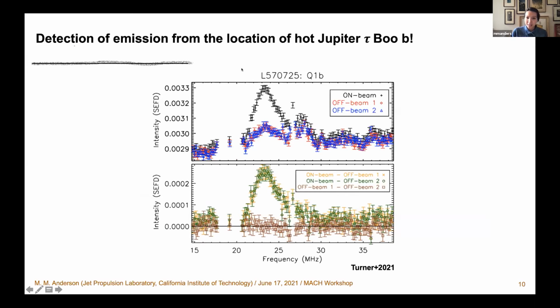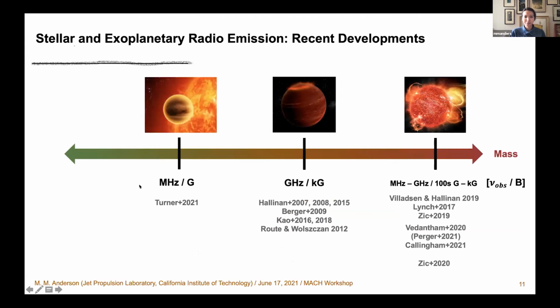Another quite recent detection, getting more towards the planetary mass side of things, was the detection of a similar pulsed radio emission, or similar radio emission mechanism, we think, at the location of the hot Jupiter Tau Boo. And this was a detection by LOFAR between about 20 and 25 megahertz, which indicates of order 10 Gauss magnetic field strengths. So potentially very exciting first detection of radio emission and therefore the detection of a magnetosphere around another planet, but a detection that needs to be verified.